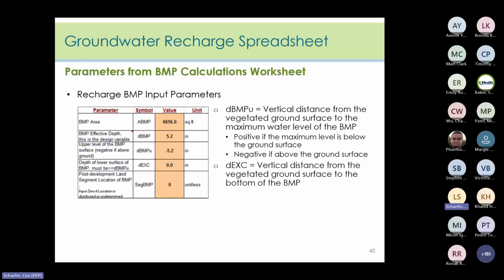Okay, so we have dBMPU. This is the vertical distance from the vegetated ground surface to the maximum water level of the BMP. And it's positive if the maximum level is below the ground surface and negative if it's above the ground surface. I'll have some illustrations shortly. DEXC is the vertical distance from the vegetated ground surface to the bottom of the BMP. Let's look at some design scenarios to clarify what we mean, and there are pictures.